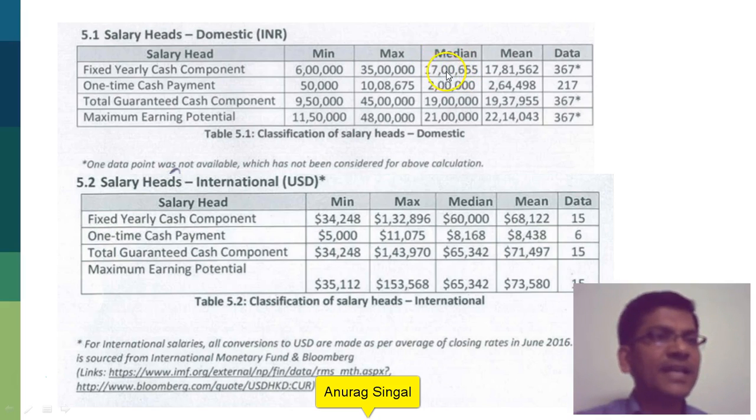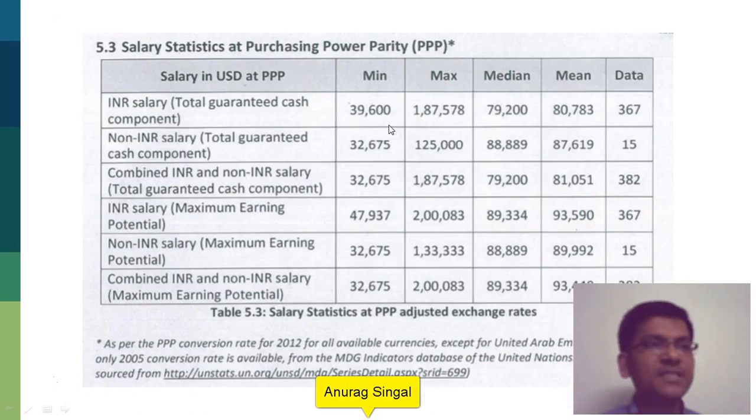Fixed salaries 17 lakhs, one-time cash 2 lakhs, guaranteed cash is 19, and with variable it's 21 lakhs. In the international placements, the earning potential becomes $65,000 with a max of $1,53,000, and a fresher B school graduate getting a maximum salary of 48 lakhs. So that's the magic. At purchasing power parity, you have a median total earning potential of $90,000.